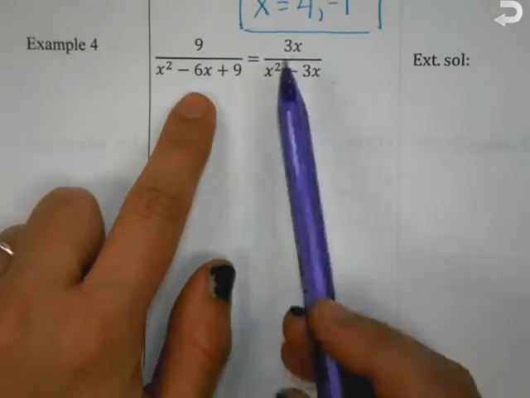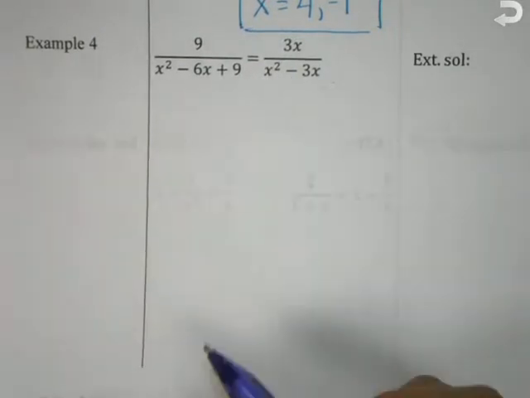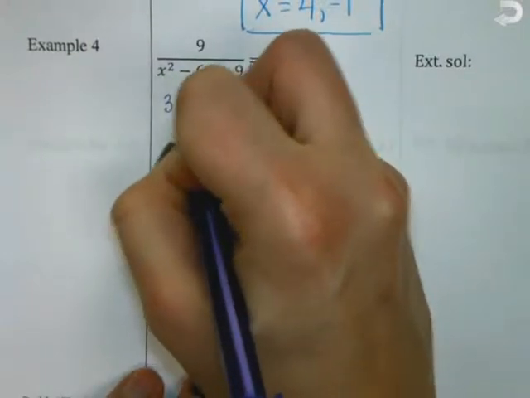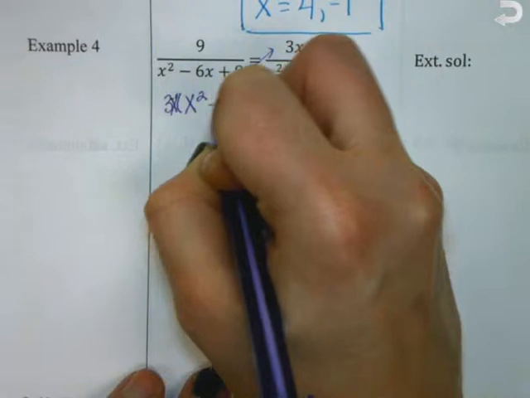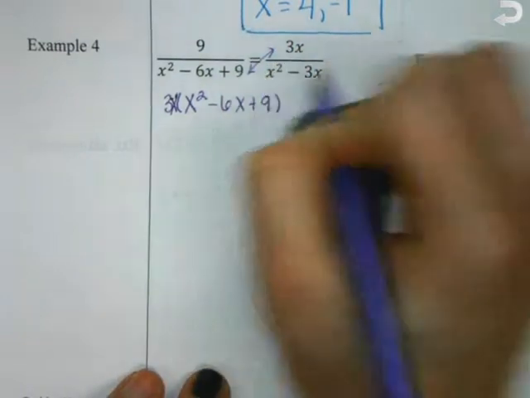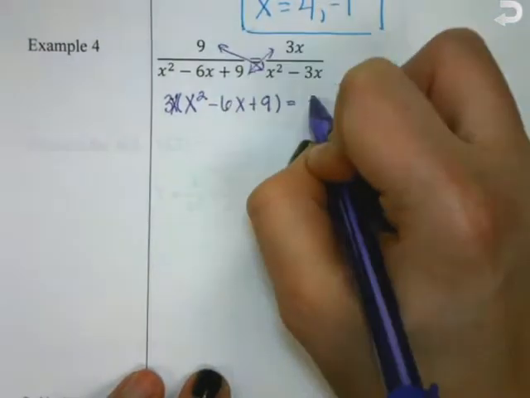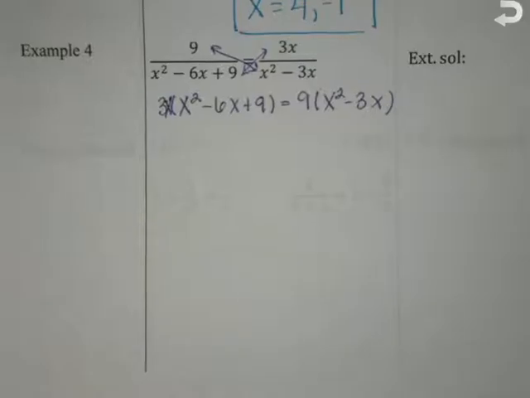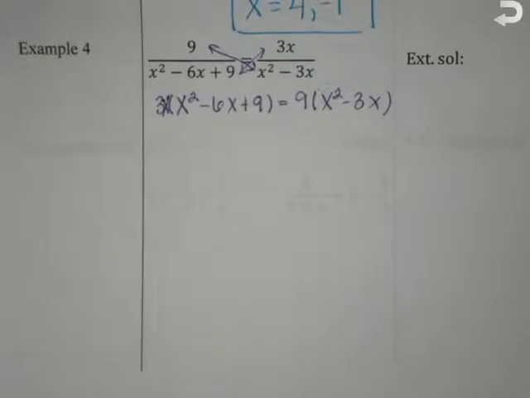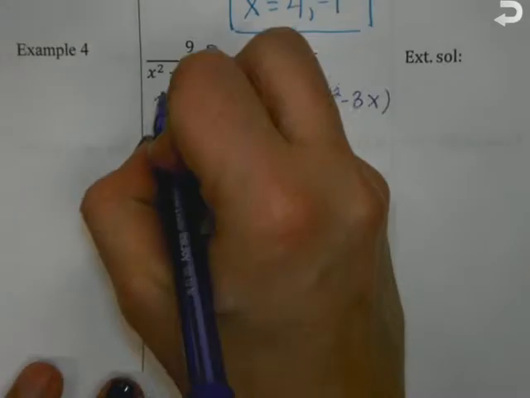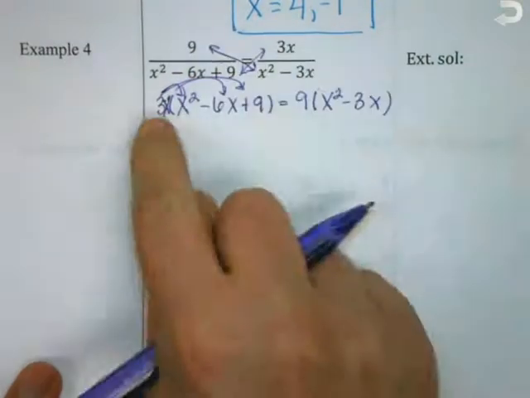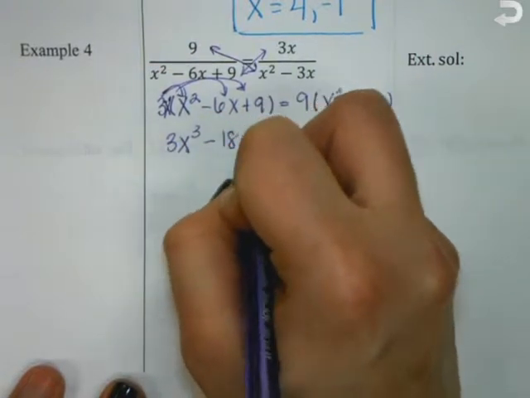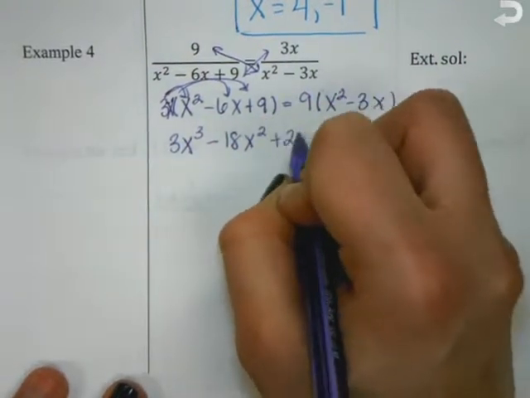That gives me 3x times x squared minus 6x plus 9 equals 9 times x squared minus 3x. There is some distributing here, so let's distribute. 3x times x squared gives me 3x to the third minus 18x squared plus 27x equals, and then we distribute here as well, 9x squared minus 27x.